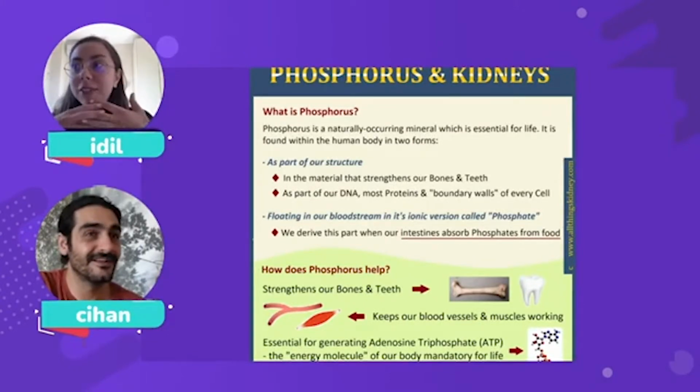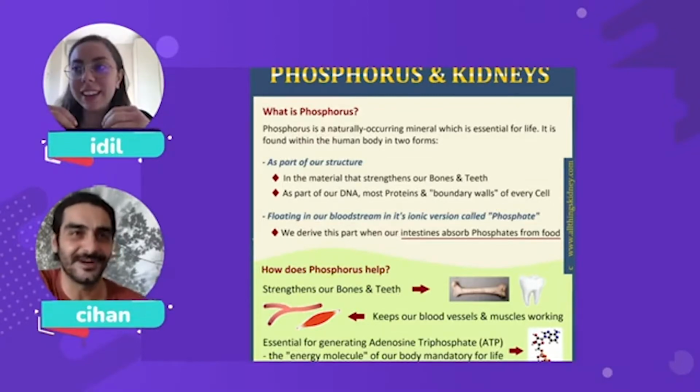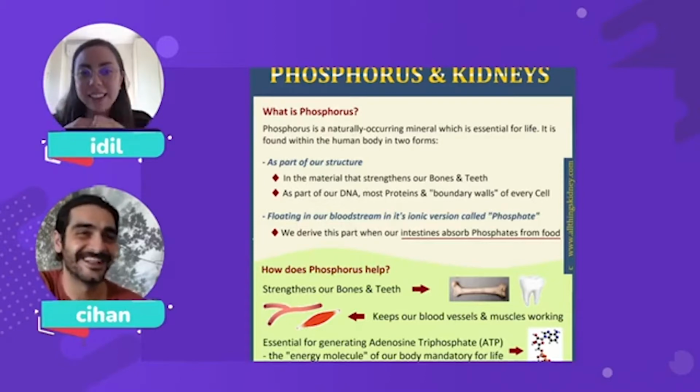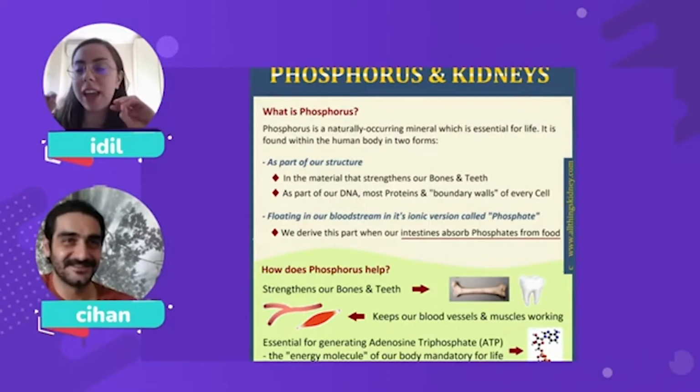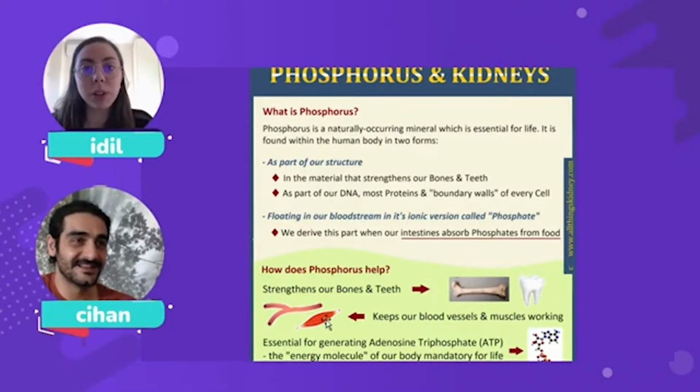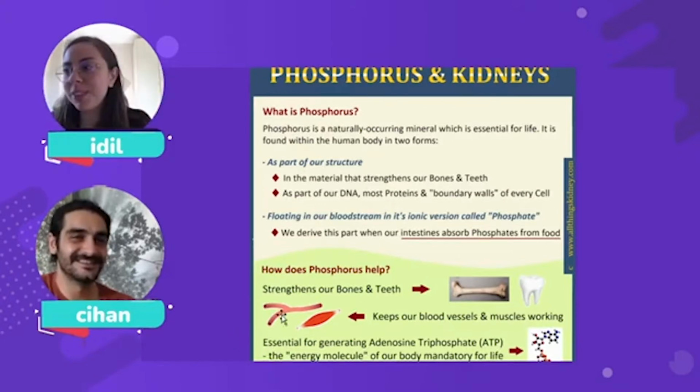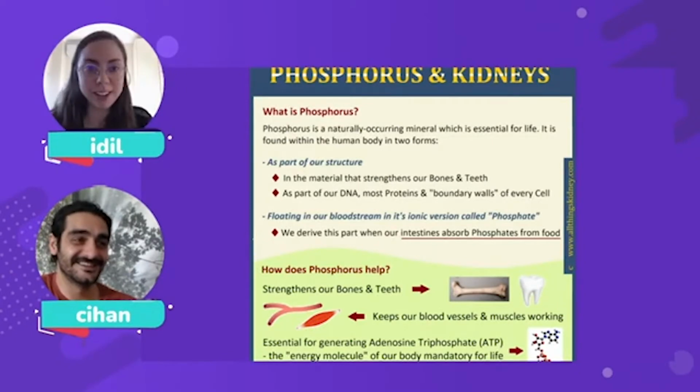Have you heard of ATP, Jihan? Yeah, I know. ATP, the energy molecule of our body, right? Yeah, exactly. So it's the energy molecule. The P stands for phosphorus, and it means that this energy molecule contains phosphorus, which is vital for us because we generate energy with these energy molecules. So without phosphate, we wouldn't be able to function right now.